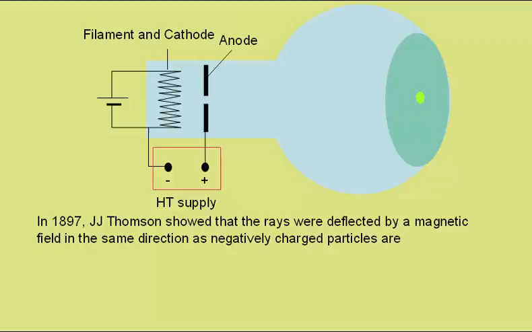In 1897, J.J. Thomson showed that the rays were deflected by a magnetic field in the same direction as negatively charged particles are. At the moment there is no magnetic field placed across the tube, and the cathode rays are making a small dot in the centre of the screen. When a magnetic field is placed into the screen, the dot is seen to move down. So no magnetic field, the dot is in the centre. When the magnetic field is applied, the dot moves down.